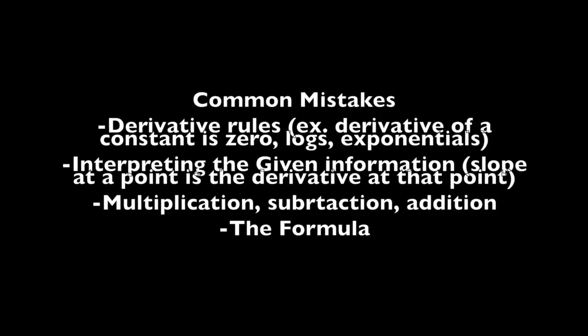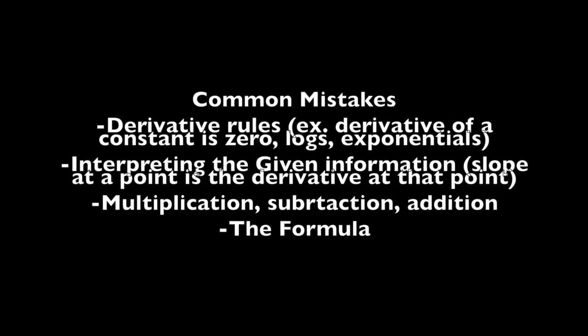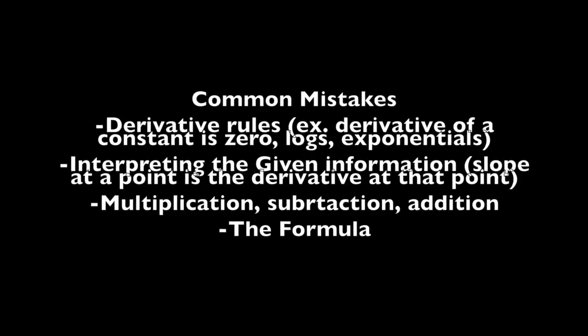So quick before I go, I just want to go over some common mistakes that people make, and these include messing up derivative rules or just forgetting that the derivative of a constant is 0, the special rules for logs and exponentials, the chain rule, product rule, quotient rule. Also, an issue people have is interpreting the given information, so maybe not recognizing that the slope at a point is the derivative at that point. So when you're going through these problems, just make sure you're reading and totally understanding the information that they're giving you. Also, watch out for multiplication, subtraction, addition, division errors. And also remember the formula, because sometimes people get it mixed up or forget part of it.